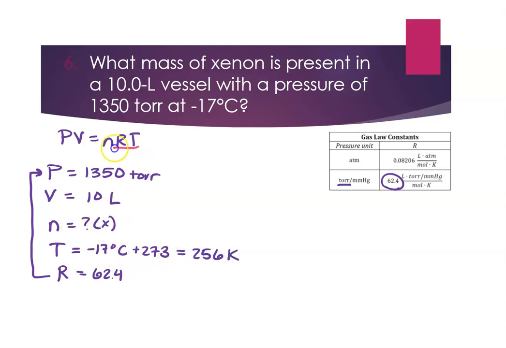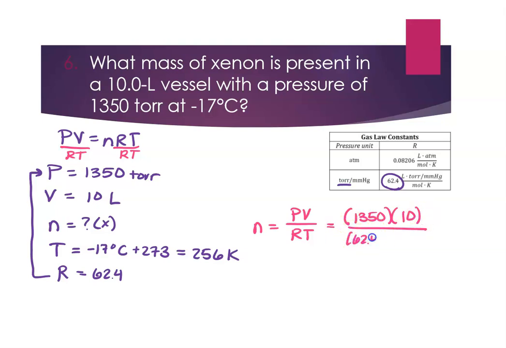All right, so again, I'm going to solve for moles. So I'll divide both sides by RT, and I get N is equal to PV over RT. All right, and then we plug in 1350 torr, 10 liters, divided by 62.4 and 256. So here we have two things in the denominator, so we want to put that into one set of parentheses. The value that we get for N here is going to be 0.845 moles.